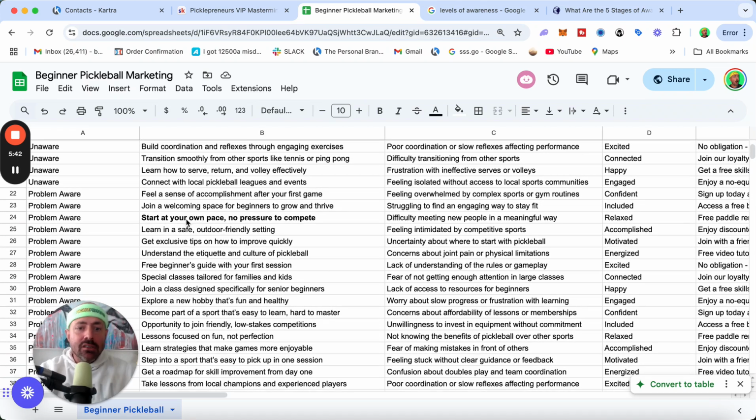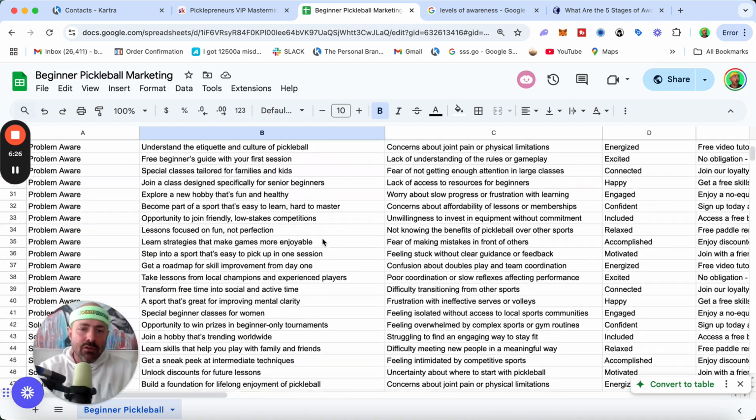problem-aware stage. Start at your own pace, and there's no pressure to compete. So some people may be thinking, this is great to start, but I'm not really competitive. Of course, we know that they're probably going to get more competitive and maybe want to do tournaments a little bit later on. But you've also got to understand the stage someone's at in their head, going, well, that's a sport, and I'm not someone that is really into being competitive. If you don't know that, then you're not going to know how to market effectively, because that may be a level of resistance that someone has to starting something. So these are very, very important levels.